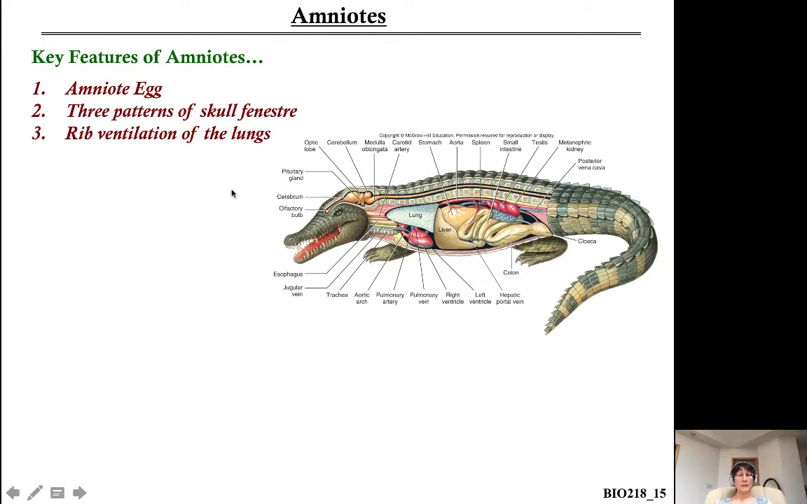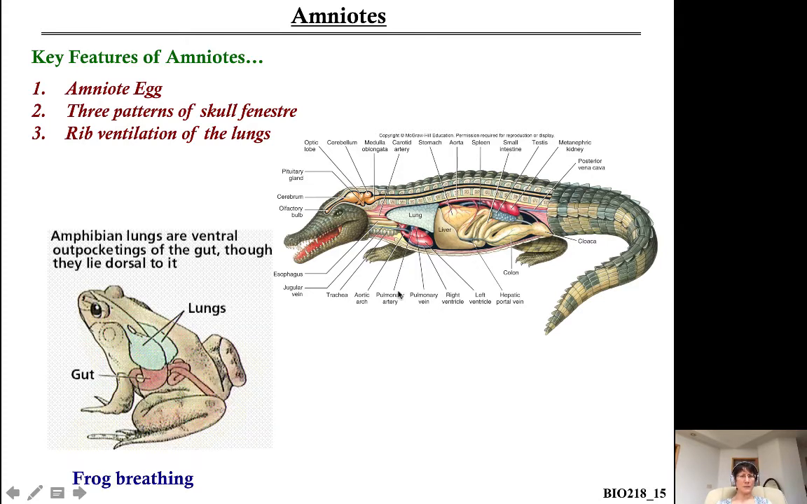Another innovation in the amniotes is rib ventilation. So this is a picture from your book to kind of highlight lungs. So we didn't talk about this last time when we talked about the amphibians, but many amphibians have lungs as well. Some don't, and we talked about that. Some do. And the way that they get air into and out of their lungs is through gular pumping. So basically, and I'll show you a video of this in class, but basically amphibians will move their throats open and closed or up and down to force air to go in and out of the lungs.